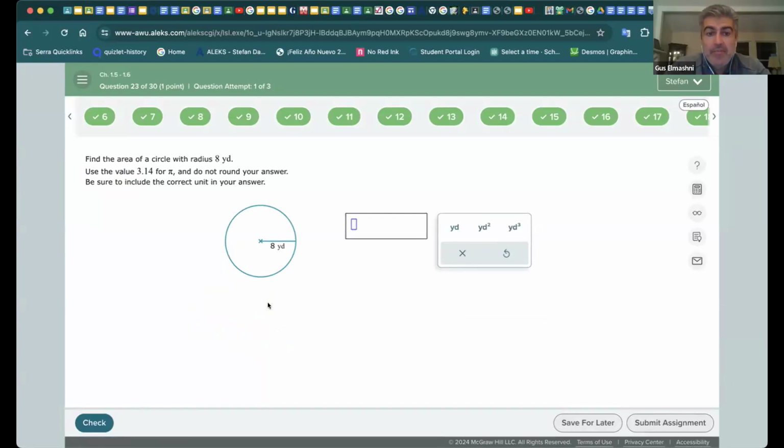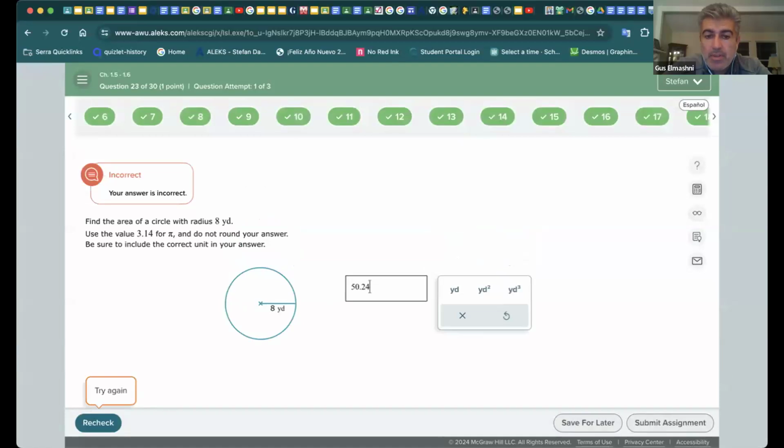16 pi. Good. So you do 16 times 3.14, which is going to be 50.24. Nope, 50.24. It's square yards. Remember, it's area.